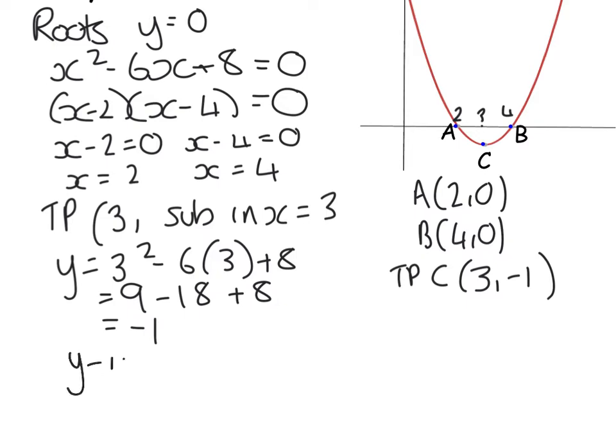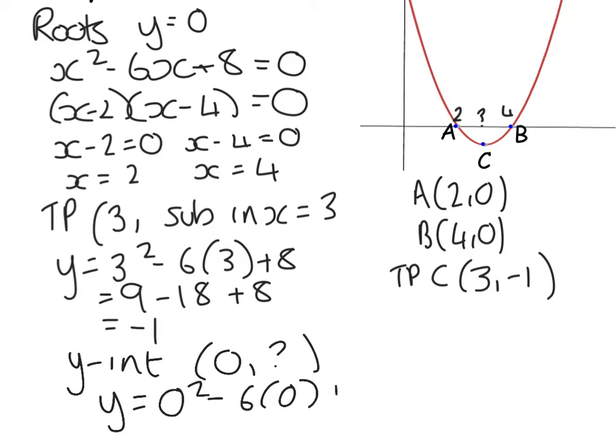So the y-intercept, remember your y-intercept is always 0 something. So we're going to replace x with 0. So y would be 0 squared minus 6 times 0 plus 8, putting that back into the original equation. Now they all just become zeros, so it's 8. So my y-intercept, which I've called coordinate D, would be 0, 8.